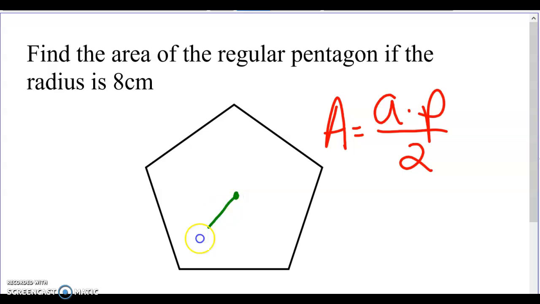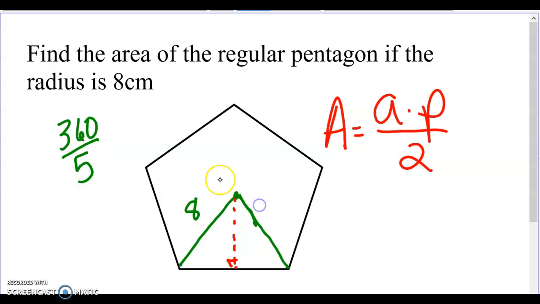On this example here, I gave you the radius. The radius was 8. Well, that doesn't help me because I don't know the apothem and I don't know the side, so I can't find the perimeter. So I have to draw in the apothem, right? And then I had to draw in the central angle here. 360 divided by 5, since it's a pentagon, so the central angle is 72 degrees.